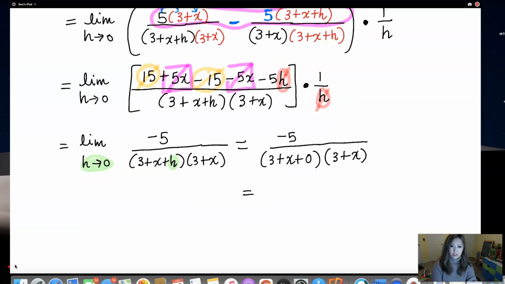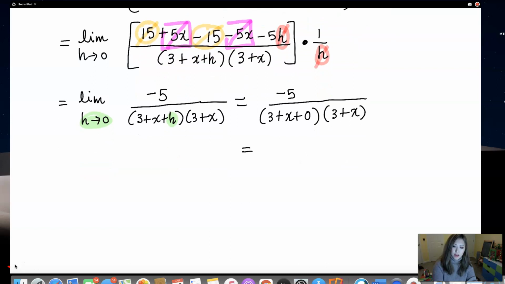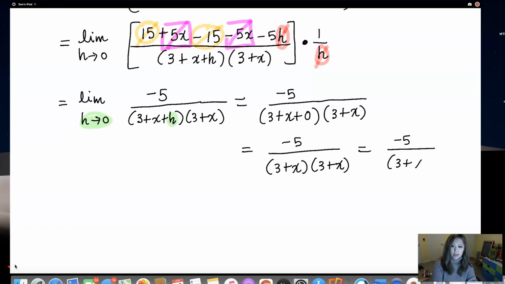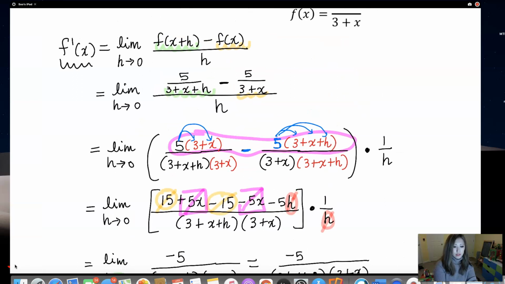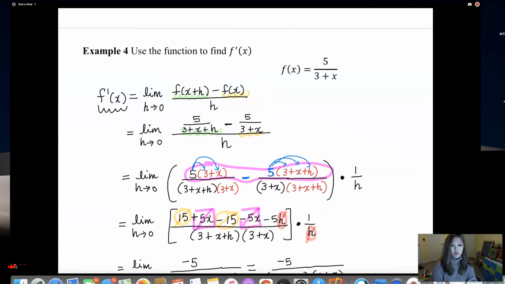So I can say that is the same thing as negative 5 over 3 plus x and another 3 plus x. So guess what? We can write that as negative 5 over 3 plus x squared, okay? So it was a long line of work, but what did we just find? We just found f prime of x, okay? We found f prime of x. So that's what they wanted you to find, so we are done.